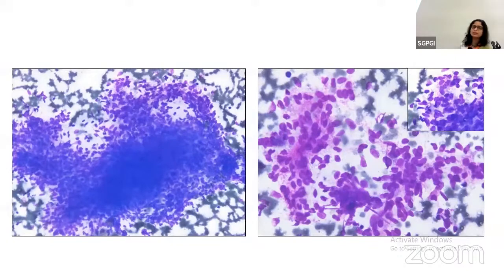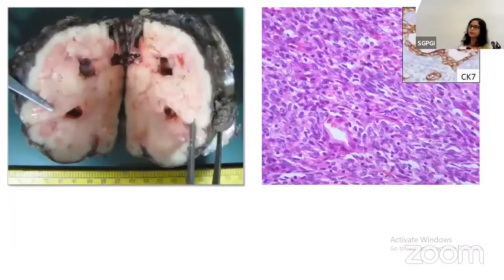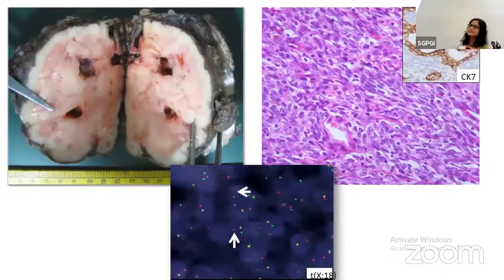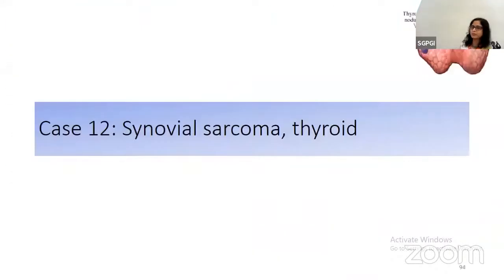I called it MTC, but we did immunocytochemistry. It was negative, so we were not sure what we were dealing with. It was a young child. I remember the patient. We told them to do serum calcitonin levels. They were also negative, so they went ahead with resection. It turned out to be a case of primary synovial sarcoma of the thyroid. This is translocation X18.